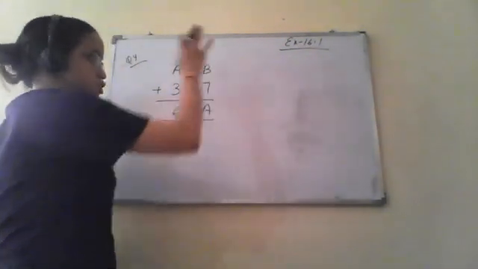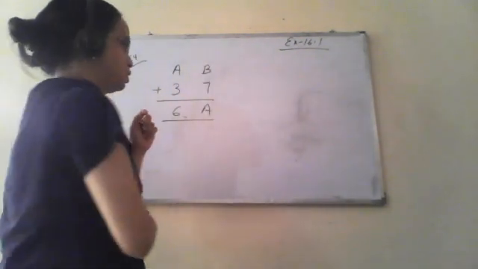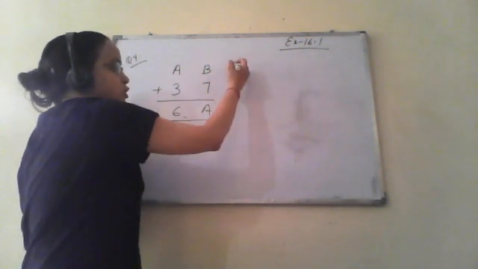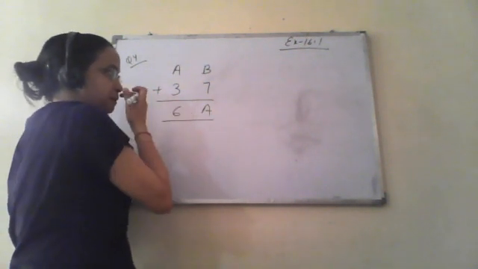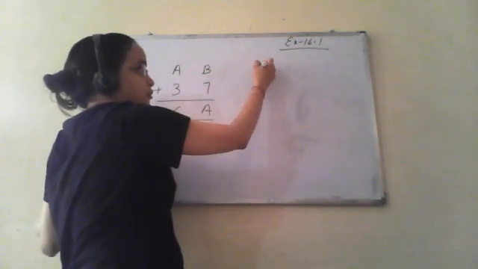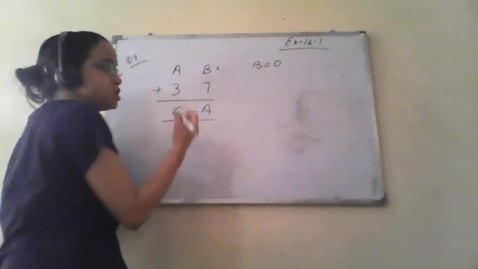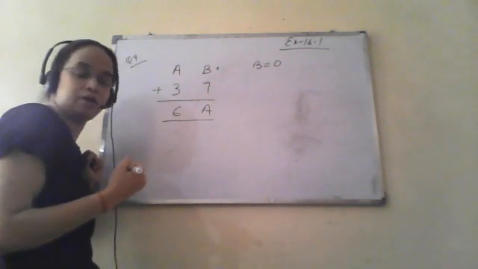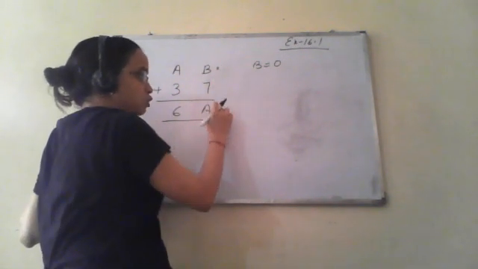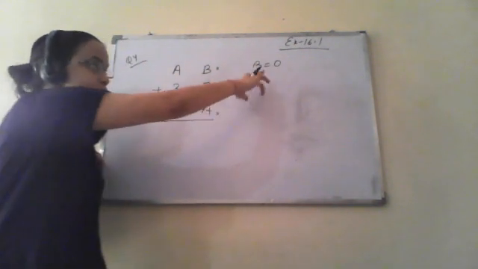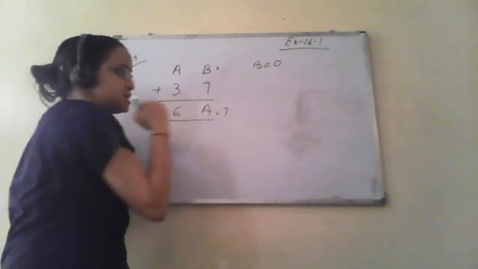So we will assume some value. First, very simple, start with 0. If I am keeping B equals to 0, now what will it come? Here we have 0. 0 plus 7, we have 7. That means according to this, if we are taking B as 0, A will become 7.